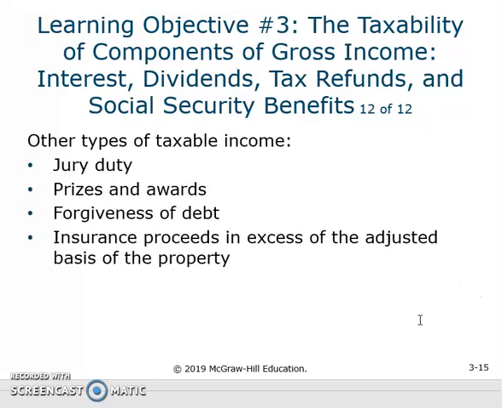Some other types of taxable income would include any pay for jury duty, and prizes or awards that are received. If you win the lottery or you win a car on a game show, those would be taxable. Forgiveness of debt is taxable. You would receive a 1099-C from the bank that forgave the debt, and any insurance proceeds in excess of the adjusted basis of the property would be considered taxable income.